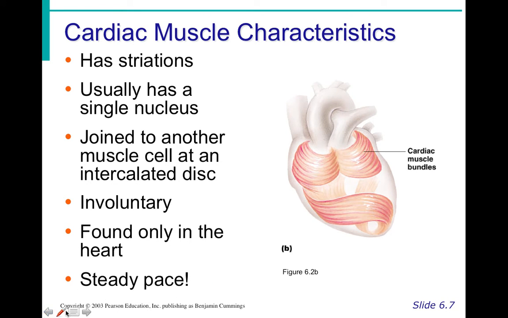on to cardiac. Cardiac muscles, only found in the heart, of course, that's the name cardiac. They are striated, like our skeletal muscles are. Generally, you're going to have one nucleus. There are a few with little exceptions, but for all intents and purposes, let's just say one nucleus. They are joined to other cells at these really cool structures called intercalated discs, which allow them to transmit signals from one to another very, very rapidly.